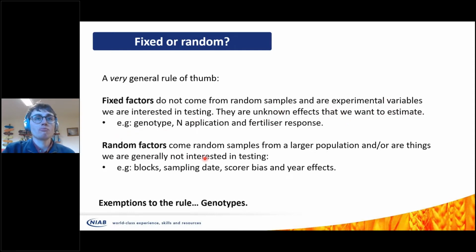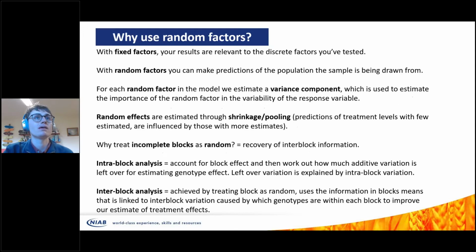Random factors come from random samples from a larger population and/or are things we are generally not interested in. This can be things like block, sampling date, a scorer bias if you've got multiple people scoring your trials, or year effects, for instance. There are some exceptions to this rule, and a good example is genotypes, which I'll talk about in one of the later slides.